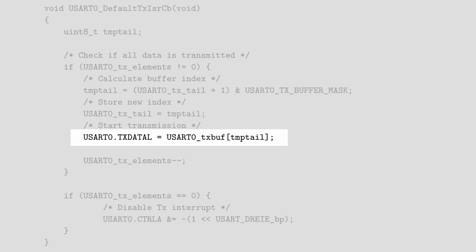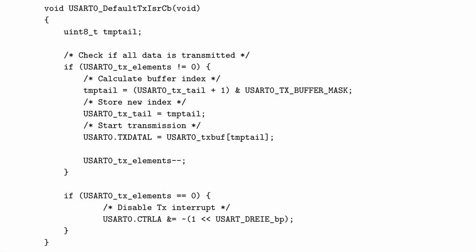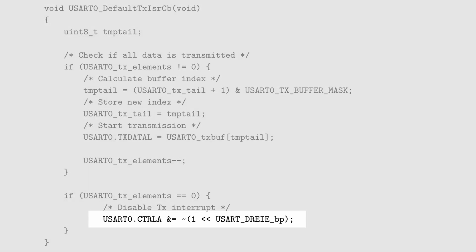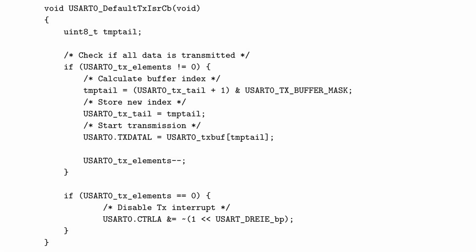Well, I guess unless it's the first byte. The first byte I'm sure will get transferred to the shift register, and then the data register will be empty again, and the interrupt flag set. The other section of interest is this. So when there is nothing else to transmit, the data register empty interrupt is disabled.